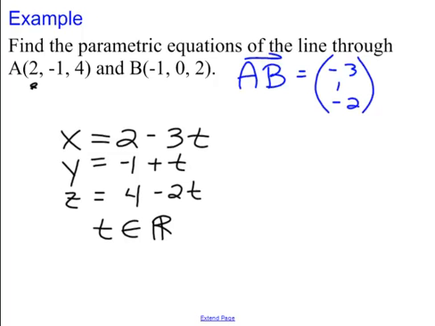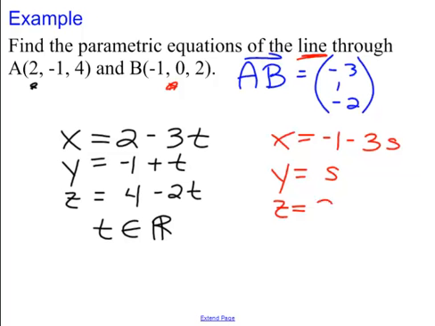I could also use B. It's just some point that you're looking at. When you start dealing with story problems, it may be the initial point, but we are looking at lines. So another option could be x equals, using point B, negative 1 minus 3. I have to have a different constant. We'll call that s. Y equals 0 plus s, and z equals 2 minus 2s, where s is in the set of reals.